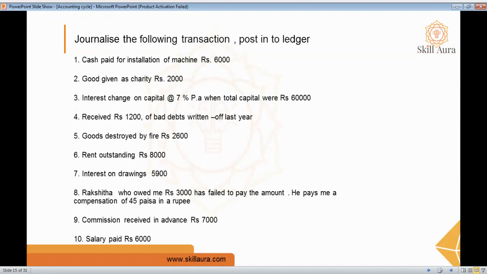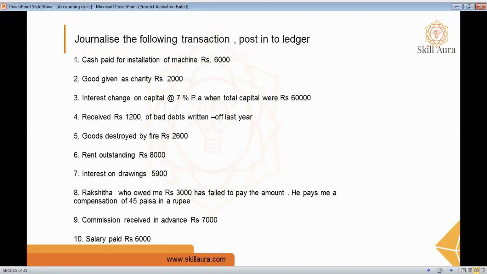And the next one is commission received in advance. Here we'll have two accounts, that is cash account and unearned revenue account or commission account. Here in the cash account, you're going to credit the commission account 7,000 rupees, and in the commission account or revenue account, you're going to debit the cash 7,000 rupees.